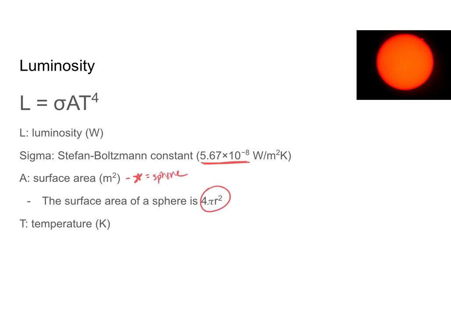And so it's important to remember that the surface area of a sphere is 4 pi r squared, because often you'll be given the radius of a star, not the surface area, and you'll have to be able to pretty comfortably translate from radius to surface area.